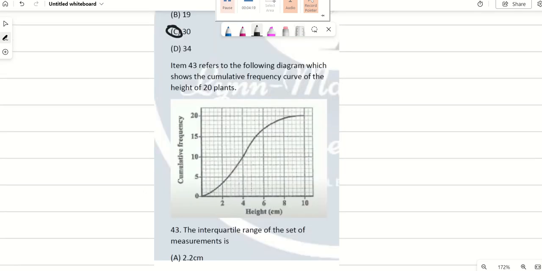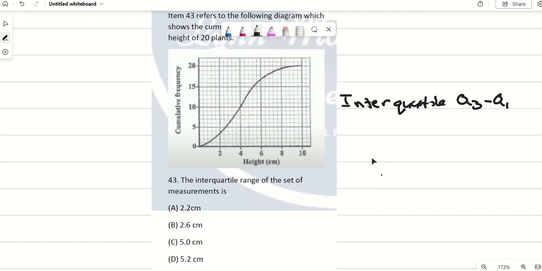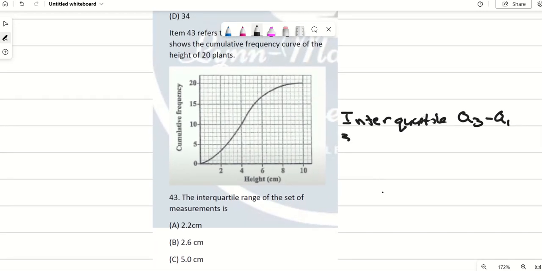Item 43 refers to the following diagram, which shows a cumulative frequency curve of the height of 20 plots, right? The interquartile range of a set of measurements is, now we know interquartile is Q3 minus Q1, right? So Q3 is where we have 3/4. So Q3 is 3/4 of 20, which is 4 into 20 is 5, 5 3s are 15. So we want to find out at 15.